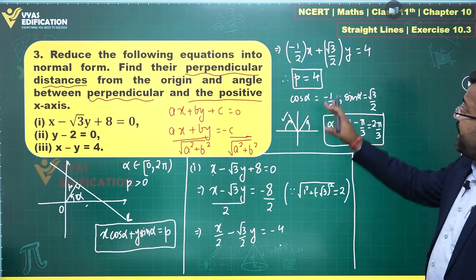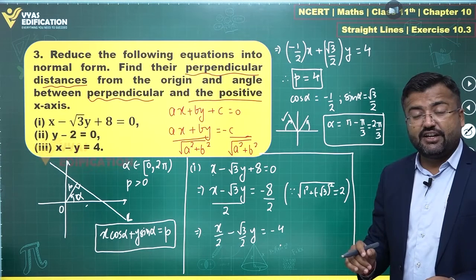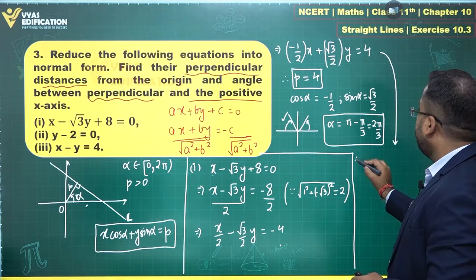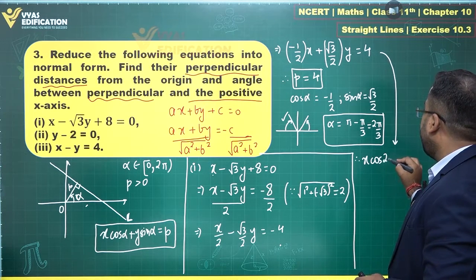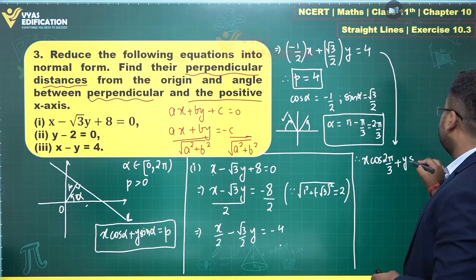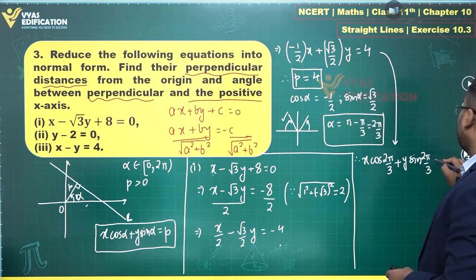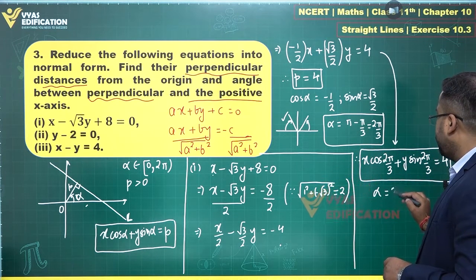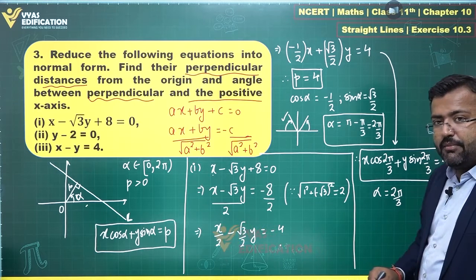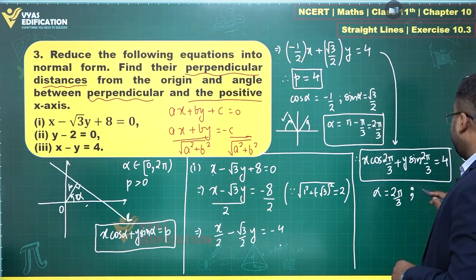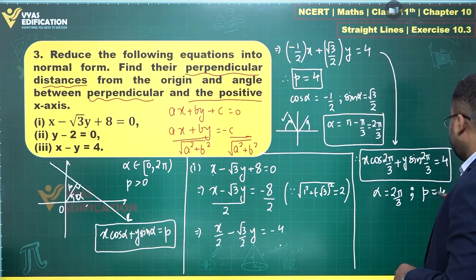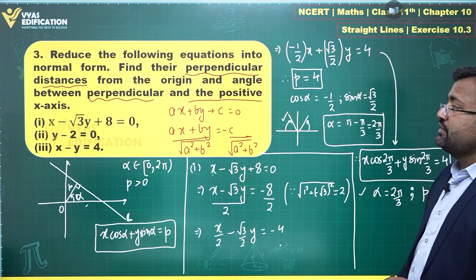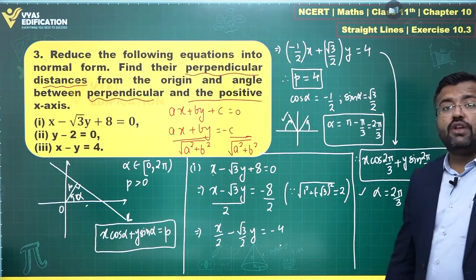Okay. Once you have obtained the value of p and the value of alpha, the next thing you are supposed to do is simply write this equation in this particular form. Therefore, x cos 2 pi by 3 plus y sin 2 pi by 3 is equal to 4 is the required normal form. That's the first thing. Alpha, where alpha is equal to 2 pi by 3, is the angle made by the perpendicular with the x-axis, and the length of the perpendicular is 4. Although these two things are already known to us, that's the next thing that was asked in this particular question. Right, that's all that you have over here.